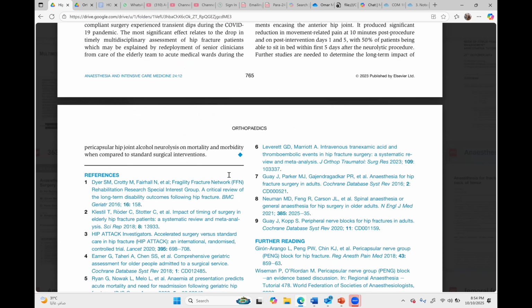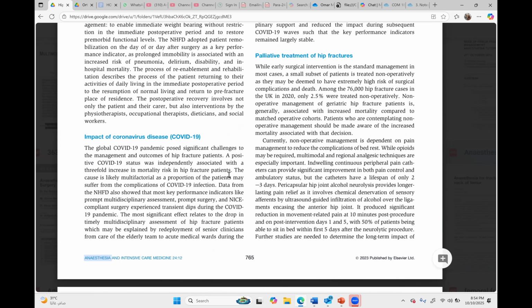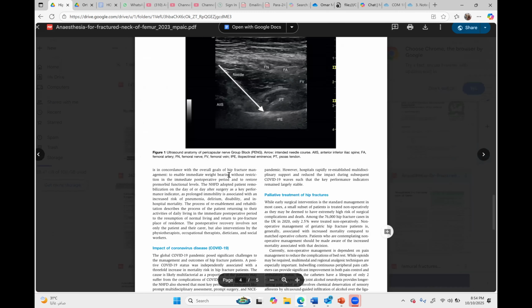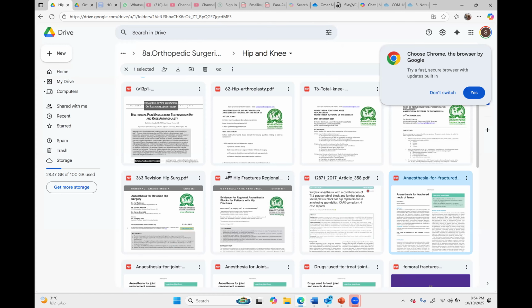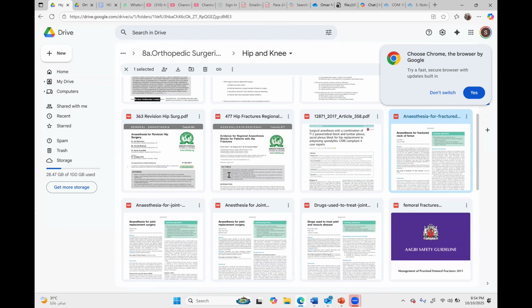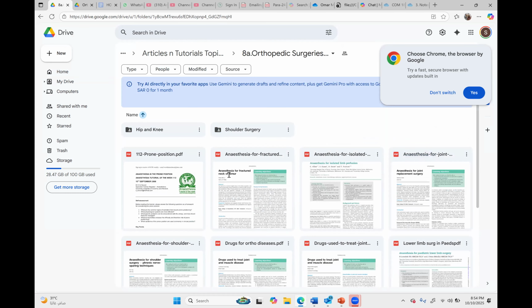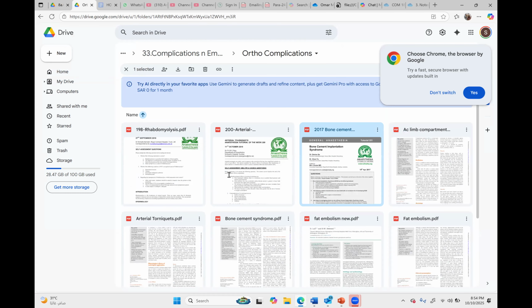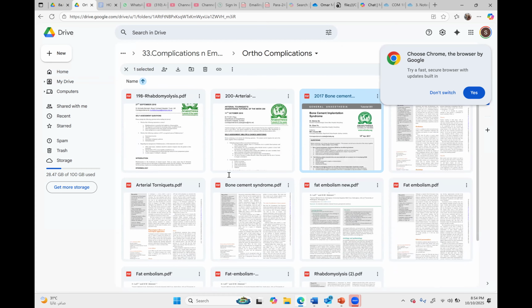Here they have, so I think, bone cement, yes, I was missing. Fat embolism also. So fat embolism can also occur in any orthopedic surgery. So how will you manage fat embolism? What is fat embolism? We can discuss this topic here also.